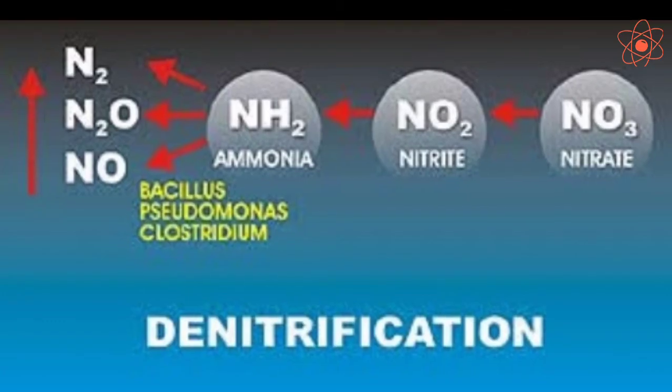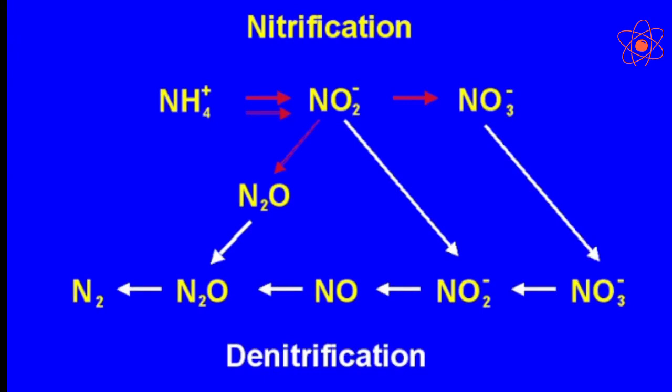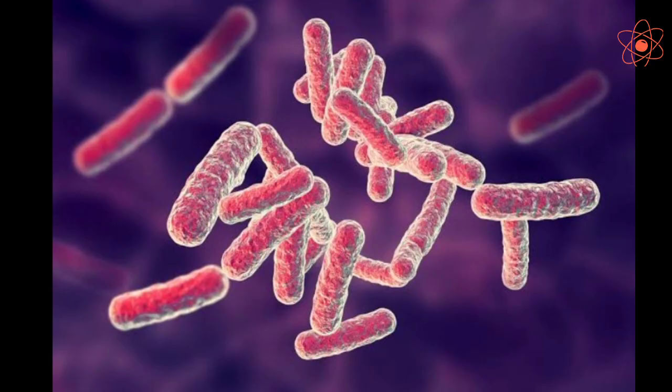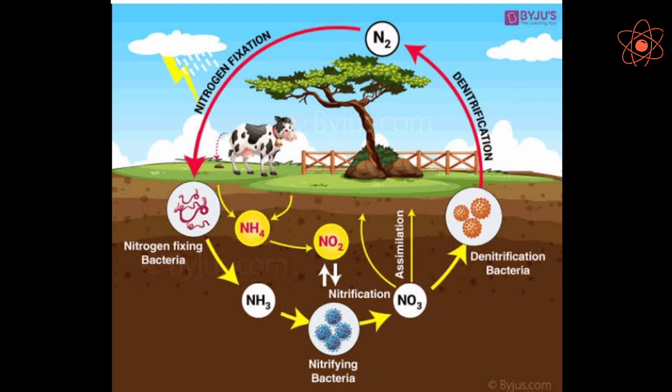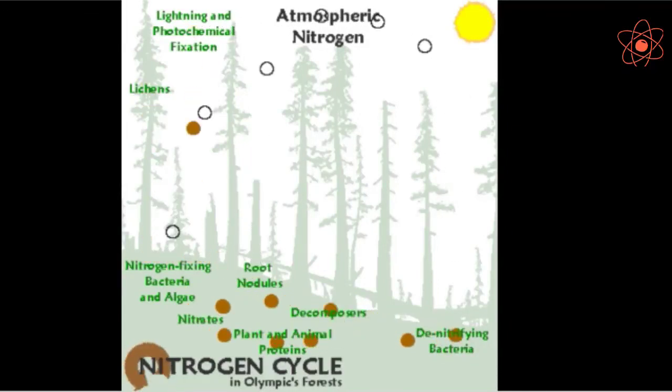Now the last step, denitrification. Some of the nitrates are absorbed by plants. The rest of the nitrates in the soil are converted by Pseudomonas bacteria into nitrogen gas that escapes into the atmosphere. This process is called denitrification. Thus, the nitrogen cycle maintains the percentage of nitrogen in the atmosphere.